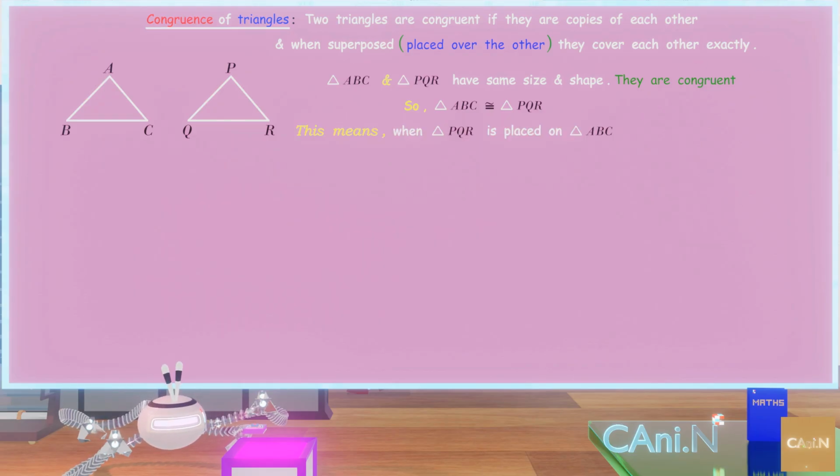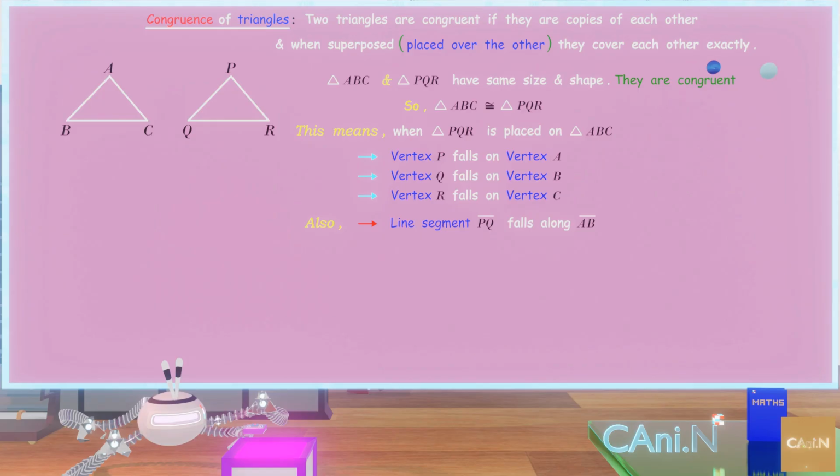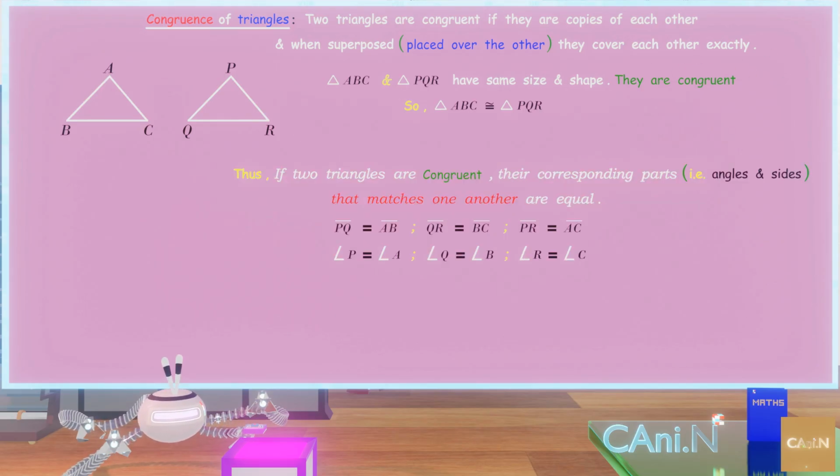This means, when triangle PQR is placed on triangle ABC, vertex P falls on vertex A, Q falls on B, and R falls on C. Also, line segment PQ falls along AB, QR falls along BC, PR falls along AC. Thus, if two triangles are congruent, their corresponding parts, that is, angles and sides, that match one another are equal.